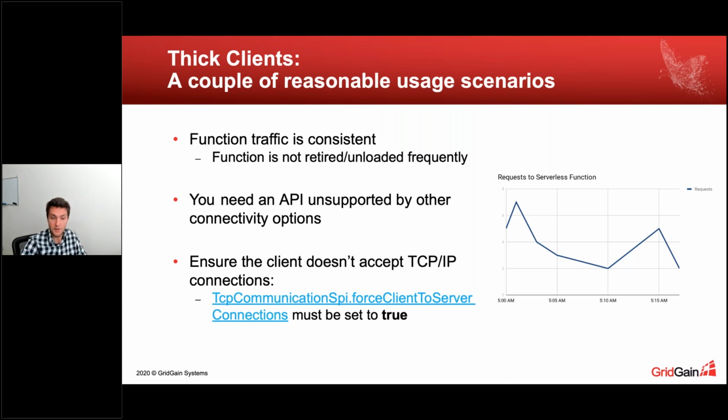Anyway, if you have a true reason for using thick clients from your serverless code, then also don't forget to enable the TCP communication SPI force client to server connections property. You need to set it to true. That's a special new property that allows you to start the function in such a way that the servers will never try to connect to the function. The function will always be connecting to the servers, and there is a special communication mechanism that will be used in such a scenario.